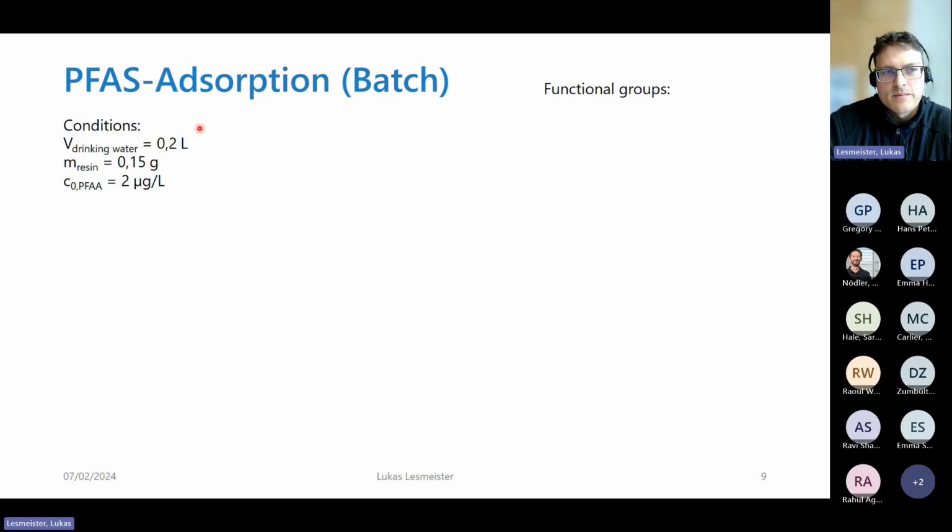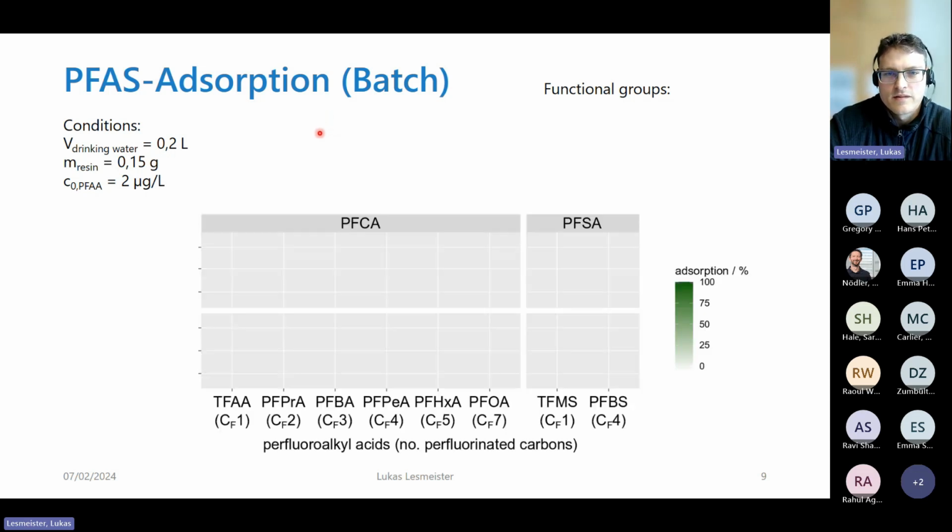So in this example, we did some batch experiments. You see the conditions here on the left. We shook the reactors until equilibrium, tested different resins with different characteristics, and compared the adsorption of perfluorocarboxylic acids and sulfonic acids. You see them ordered by chain length here at the bottom. The more green you see, the better the adsorption was.